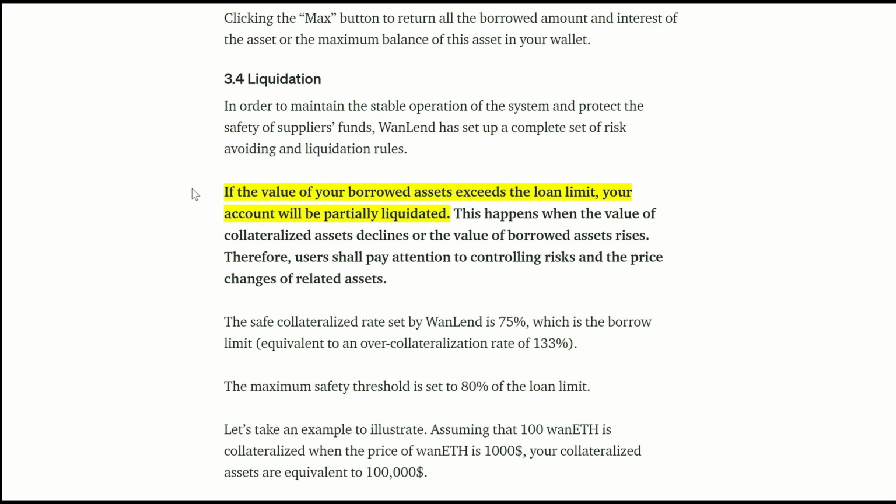One thing to highlight from that other Medium article is if the value of your borrowed assets exceeds the loan limit, your account will be partially liquidated. So when you borrow money, you do have to pay it back. It's not free or anything like that. But one thing to keep in mind is as the price fluctuates, it could also change how much your loan is worth. And you really need to keep that in mind when you're borrowing assets. You've got to really watch it, because if it does exceed it, you will be liquidated partially.